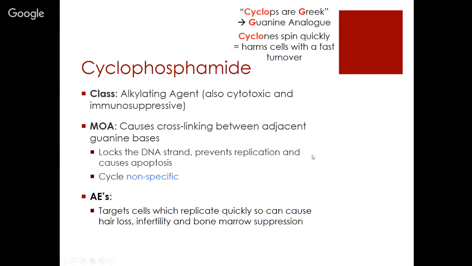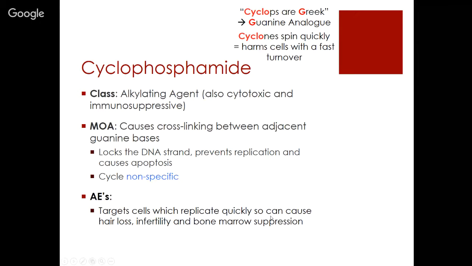I'm pretty sure. Yeah, peek down here. Cyclophosphamide is an alkylating agent, which is one of the ones that cross-links between adjacent DNA strands. This one is Cyclops, which is Greek, so Greek G, guanine analog. It's going to replace itself between adjacent guanine bases and then it's unable to pull apart and you get apoptosis. This is cycle non-specific though.